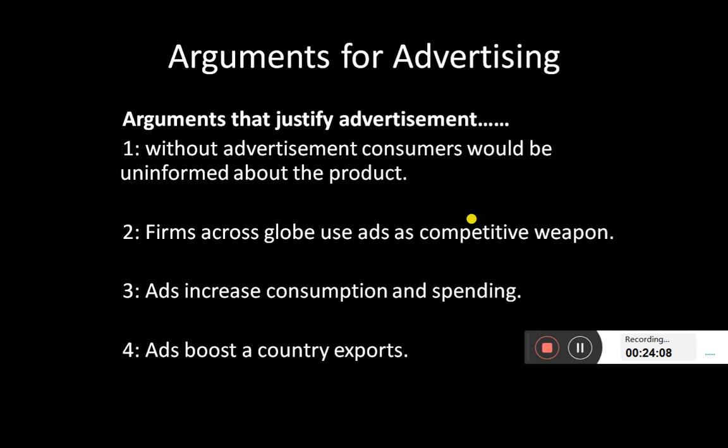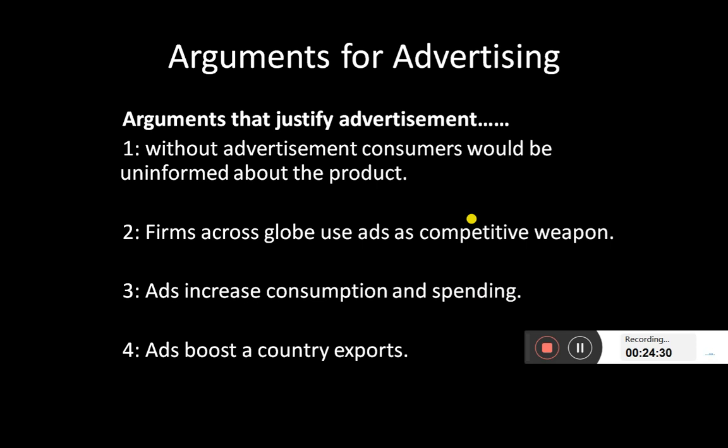Number one, without advertisement consumers would be uninformed about the product. If there is no advertisement, there is no information, there is no know-how about the product. Without advertisement, how would the customer know about the product? Like, their products are available in the country, is it? But if there is no advertisement, we won't know.